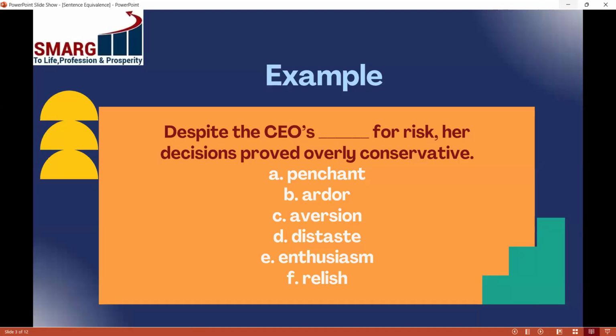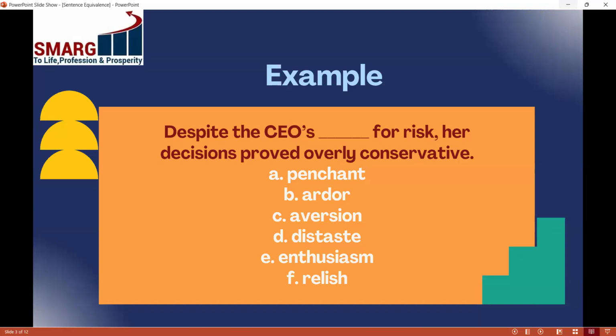Why? Why not enthusiasm? So now here we'll very quickly apply elimination. When we look at the sentence, what is the central mood of the sentence? What is that one quality of the CEO that we are talking about? Contradictory. On risk-taking behavior. She's high on risk, yeah, correct. The risk-taking behavior.